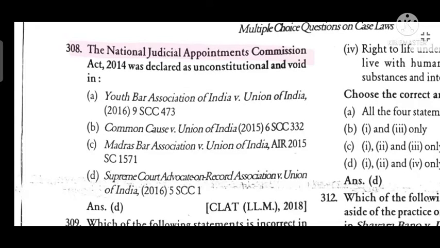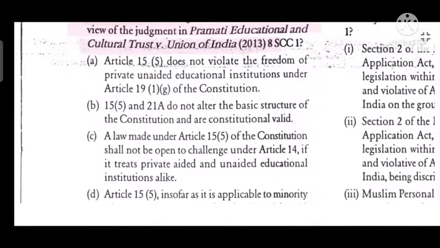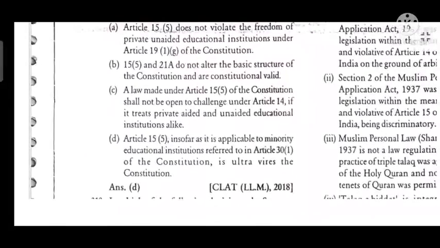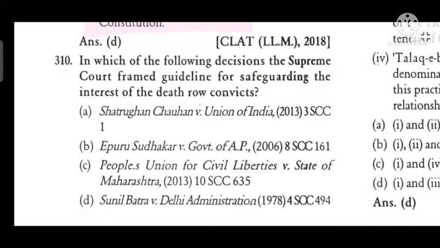The National Judicial Appointment Commission Act 2014 was declared unconstitutional in the case of Supreme Court Advocates-on-Record Association versus Union of India. Which one of the following statements is incorrect in view of Society for Unaided Private Schools of Rajasthan / Indian Medical Association versus Union of India 2013? Article 15, insofar as it is applicable to the minority education institution referred in Article 31(1) of the Constitution, is ultra vires the Constitution.